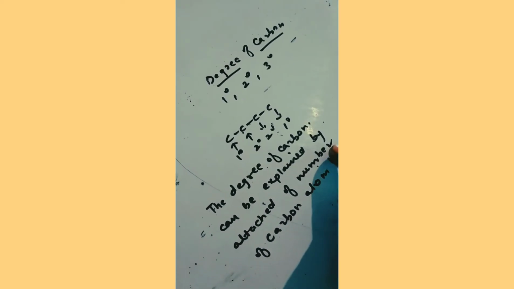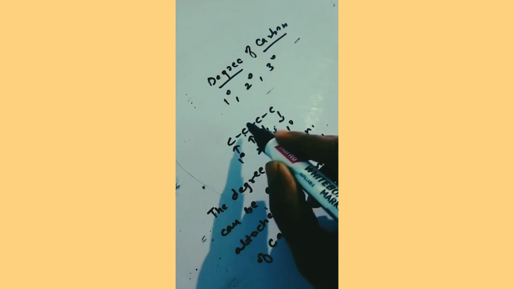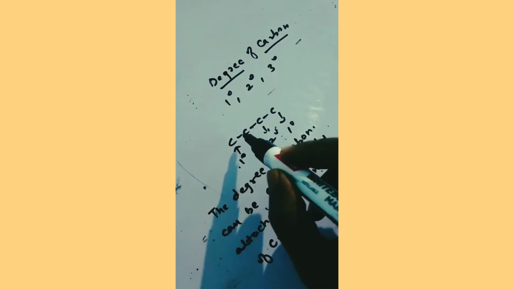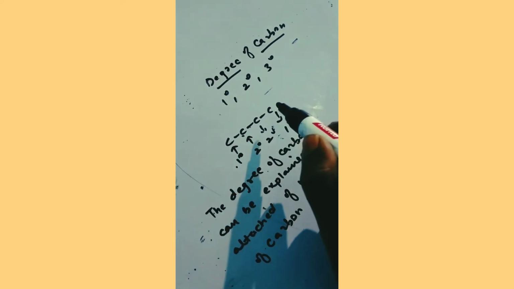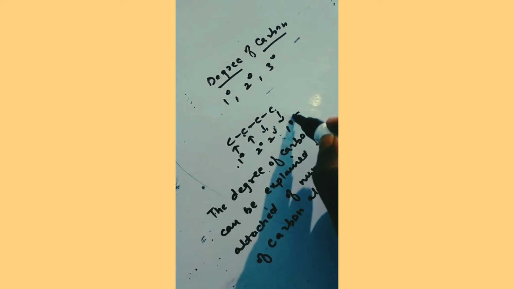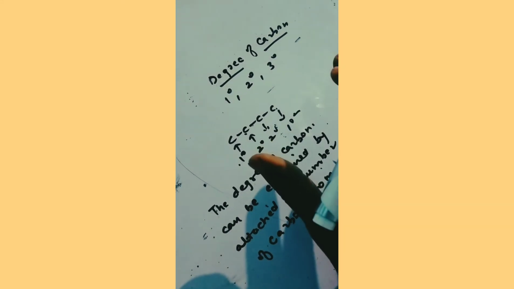So if you see here, this carbon is attached to how many carbons? One carbon, so degree will be 1. This carbon is attached to two carbons, so degree will be 2. This carbon is attached to two carbons, then degree will be 2. This carbon is attached to one carbon, so degree will be 1. So it is the simple recognition of how you can recognize the degree of carbon.